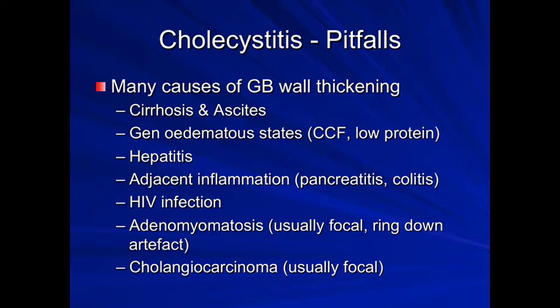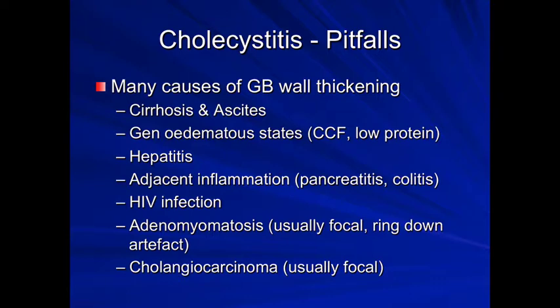And then, as well as the diffuse thickening, you can get diseases that usually cause focal thickening, although both of these can also cause diffuse thickening. The first is adenomyomatosis, and that is where you get localized hypertrophy of the walls and the formation of Aschoff-Rokitansky sinuses, which often will then fill with cholesterol crystals. And as a result, you get bright little foci with ring-down artifacts in those areas. And adenomyomatosis, as I said, is usually focal, but it can actually be generalized sometimes.